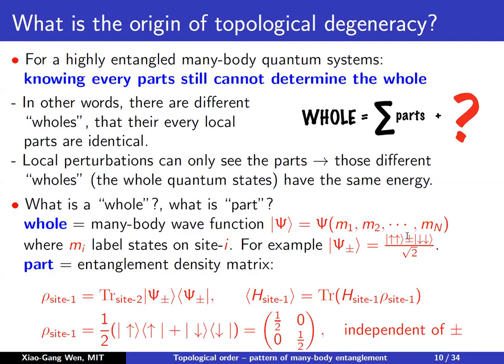Actually, if you construct the density matrix of the pure state of the whole wave function, and then trace out the second spin, we obtain a 2x2 matrix describing the density matrix of the first spin. That is the entanglement density matrix, and that's a part. It turns out these two different wave functions have the same entanglement density matrix for the first spin, and it's just diagonal: 50% up, 50% down, and no off-diagonal term. So this is an example of a very important feature of entanglement: knowing every part still does not specify the whole. And it is this property that leads to the topological degeneracy.